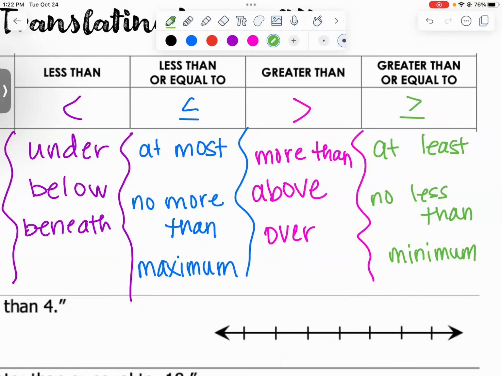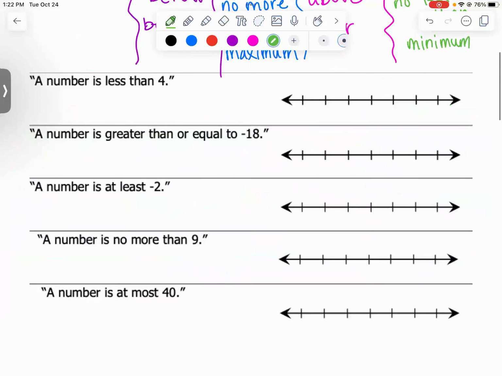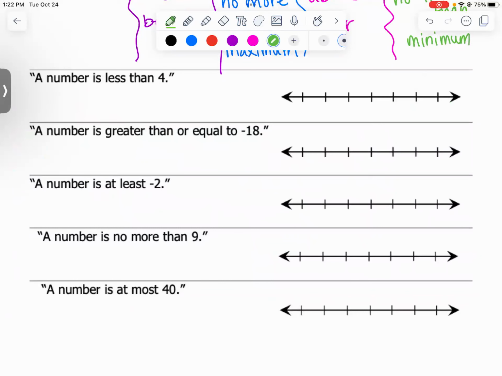Okay, so what we need to be able to do, well, first let's talk about greater than or equal to. A PG-13 movie, you have to be at least 13 years old. You have to be 13 or over, okay? So if you're trying to think of situations, we can keep those couple things in mind. So we're gonna take a sentence, we're gonna write the inequality, and we're gonna graph it.